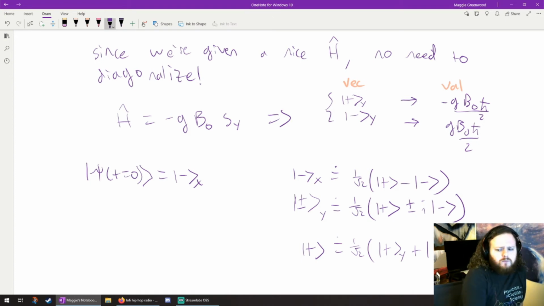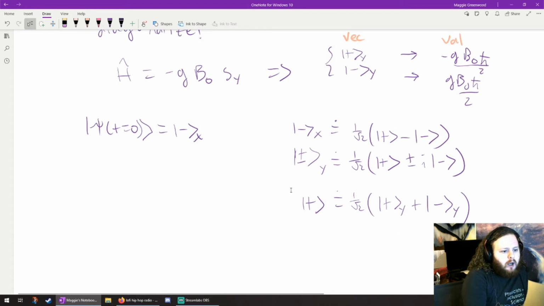Okay. So I just kind of pulled out of a hat that plus z written in the... So basically what I'm trying to do right now is write this state in the y basis, and it's kind of a pain. So plus is going to look like this combination of plus and minus y.